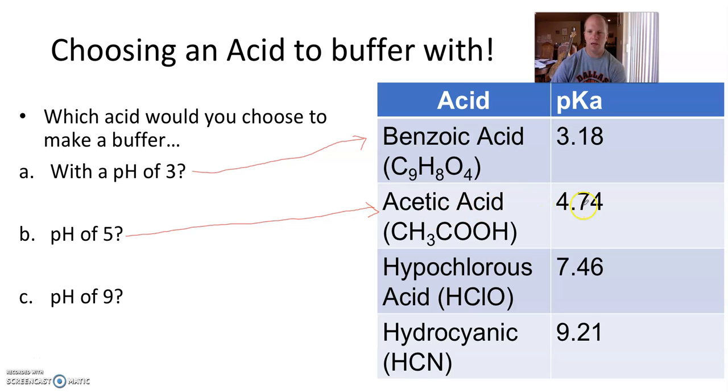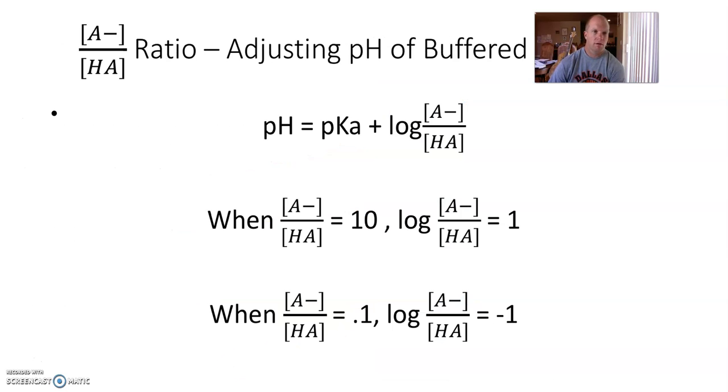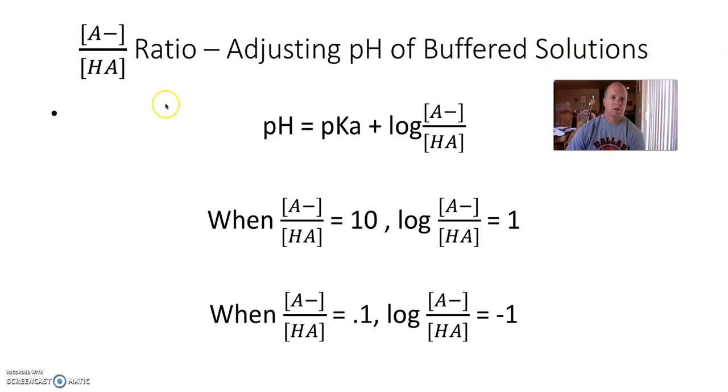Because it has a pKa of 4.74. If I want a pH of 9, I'm going to choose hydrocyanic acid because its pKa is 9.21. Okay. If I wanted a pH of 7, I'd probably choose hypochlorous acid or something like that. Okay. All right. The other thing is this, folks, adjusting the pH of a buffered solution.